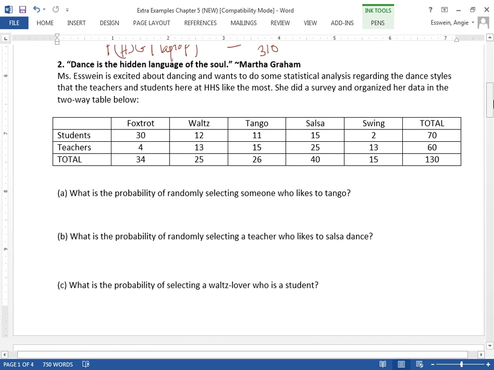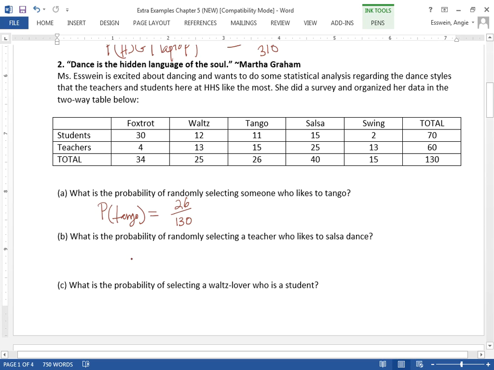All right, next example, we have another two-way table that's all done for us. Lovely, that makes our life easier. This is about students and teachers that like different dances. So what's the probability that a randomly selected person likes the tango? We'll just say it's regular tango. It is, what is it? 26 out of 130, no problem.